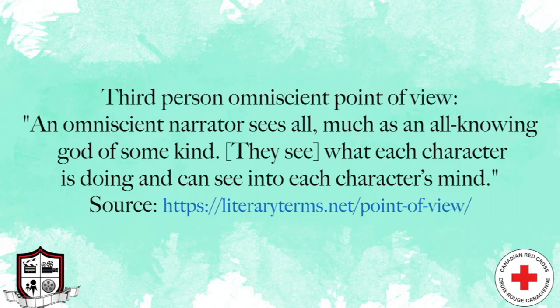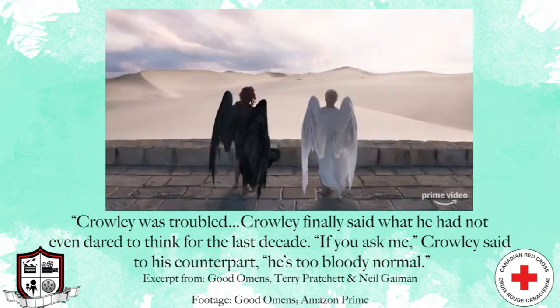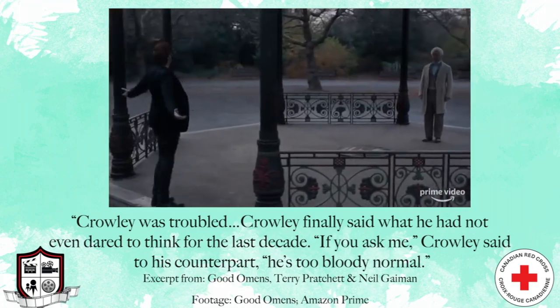Third-person omniscient. An omniscient narrator sees all, much as an all-knowing god of some kind. They see what each character is doing and can see into each character's mind. For example, Good Omens uses a third-person omniscient point of view because there's a ton of characters and subplots that need to be covered. Limited omniscient.